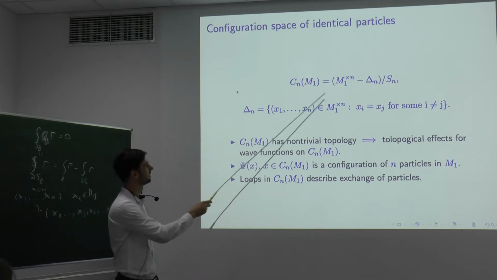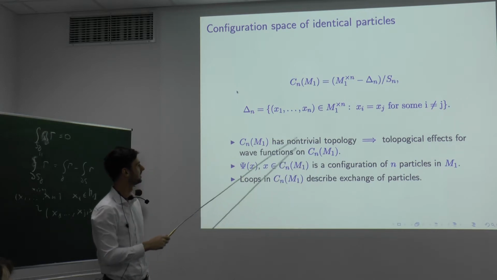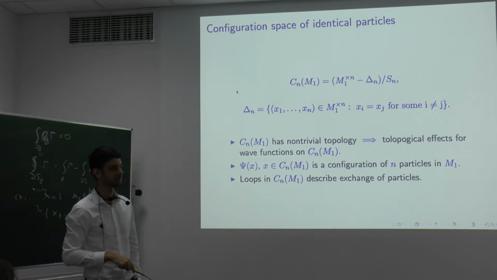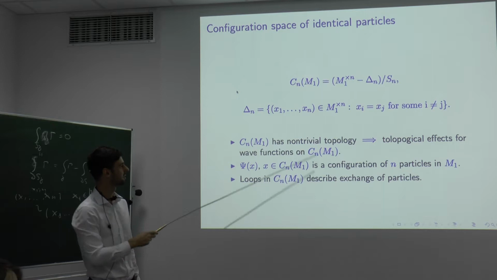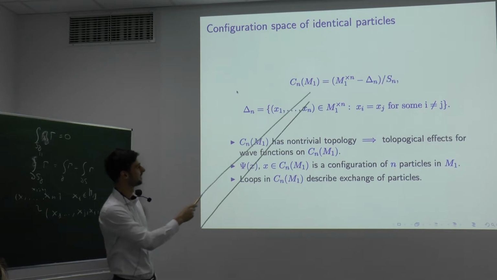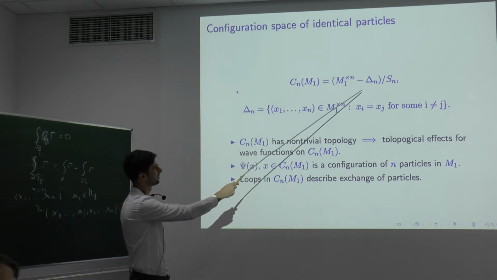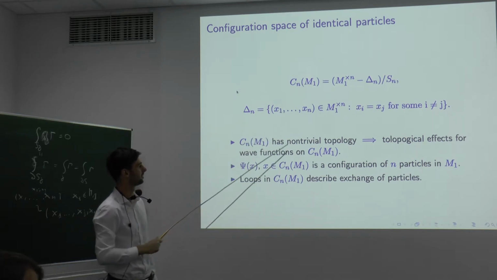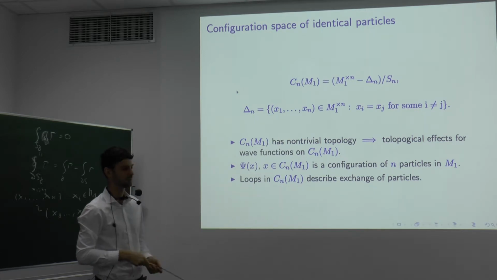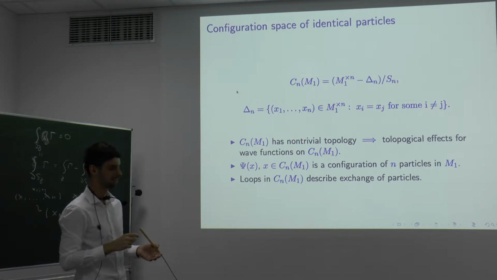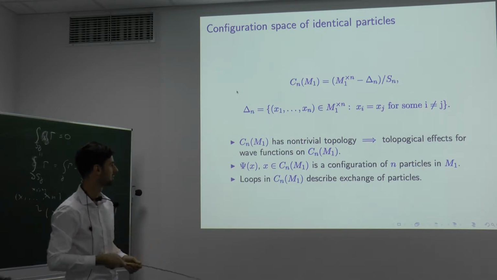But in order to do this properly, we have to subtract something called the diagonal, which means all points where the particles collide. So we do not allow the particles to collide. Again, we take the Cartesian product, subtract the space where particles collide, so where any of those coordinates overlap, and we take the quotient over the permutation group. So this is the fully abstract definition. I will go to the examples soon.